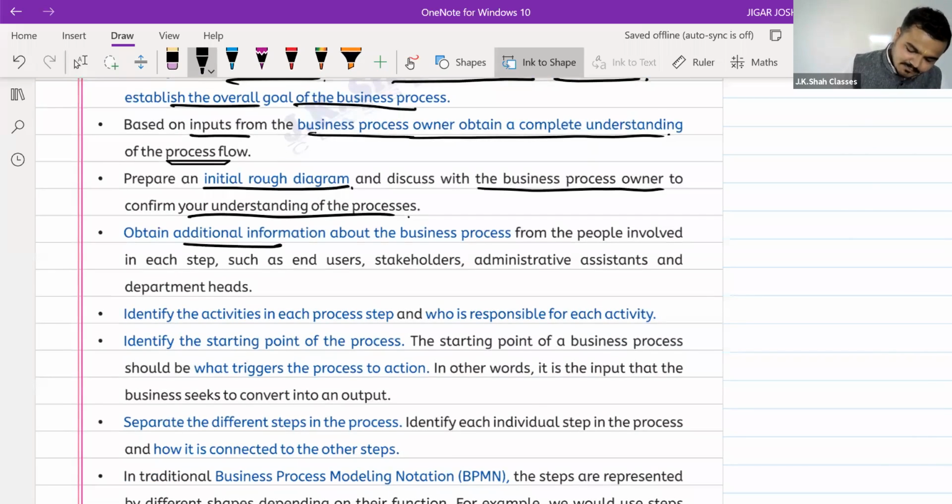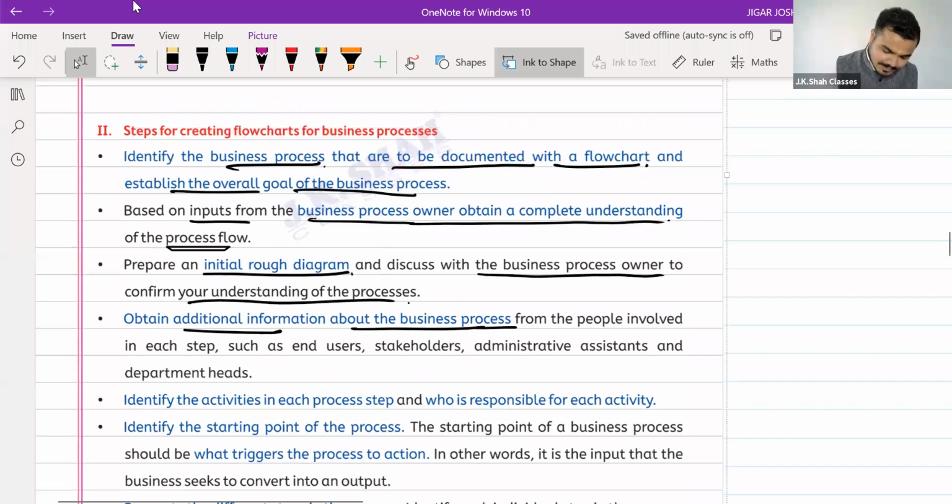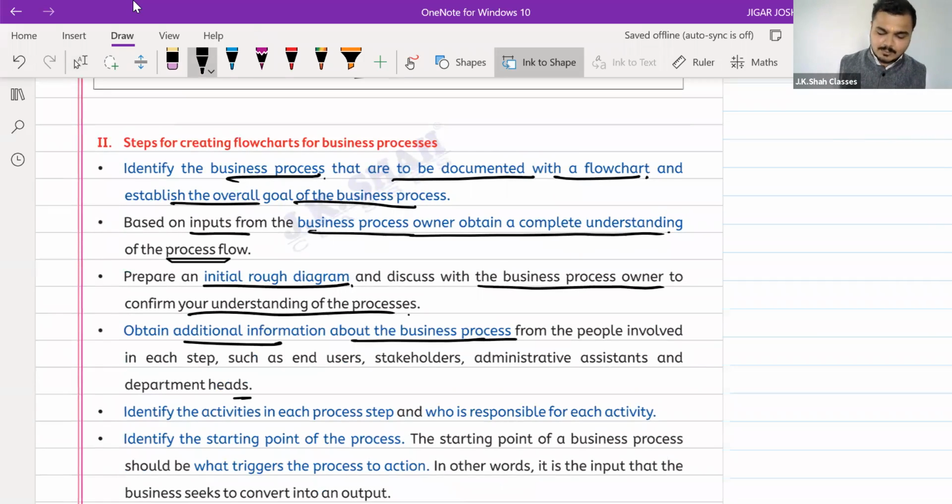Obtain any additional information, people, for the business process if required. Suppose you are making some process automated, then you feel that I need to talk to a few people in order to gain better information from them so that I can design my software or my flowchart in a better manner. Then please try to obtain the additional information from others. I request all my candidates to please refer to these four points very fast, very quick, please.